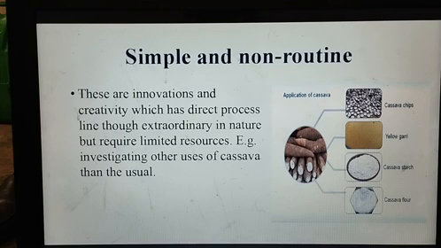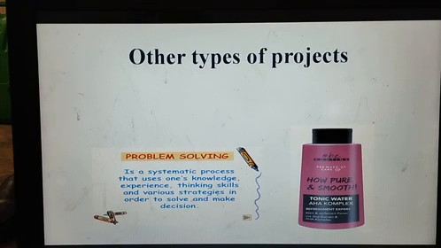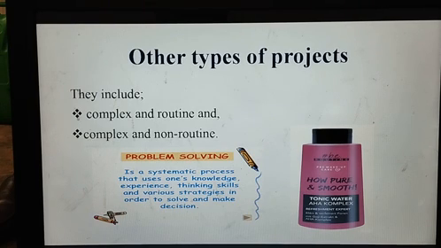So this one is another in these projects. Innovations and creativity are being achieved. So if we continue, the other types of projects, remember I told you there are 4, and so far we have just seen 2. We have 1, the complex and routine projects, and also we have the complex and non-routine projects.